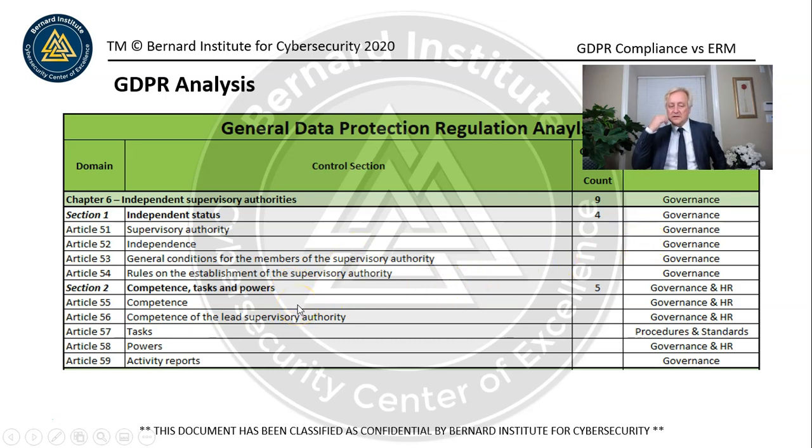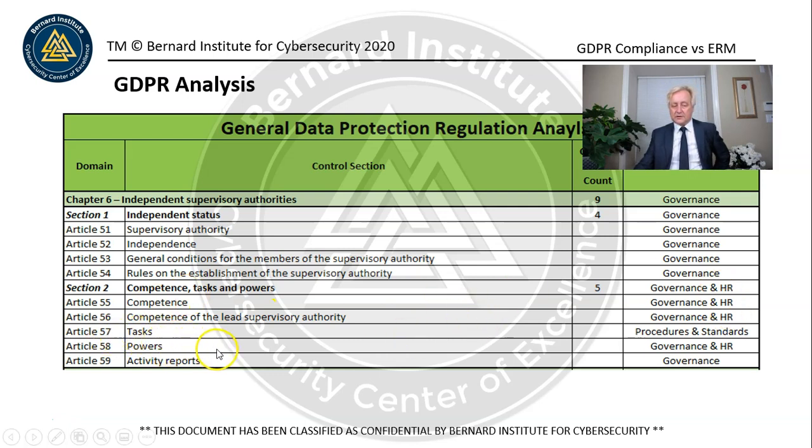Competency, tasks, competency of lead supervisory authority. This is about governance and human resources. So human resources are going to build the job descriptions. They're going to work with the governance committee to make sure that we have the right competencies of those people who are assigned to these roles.